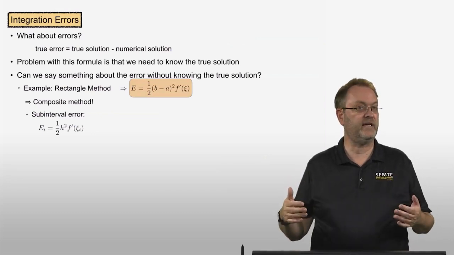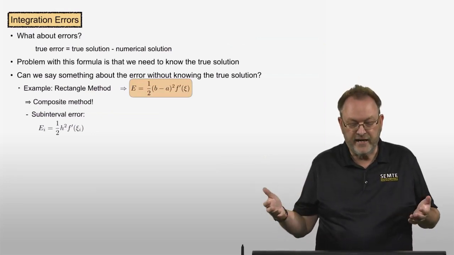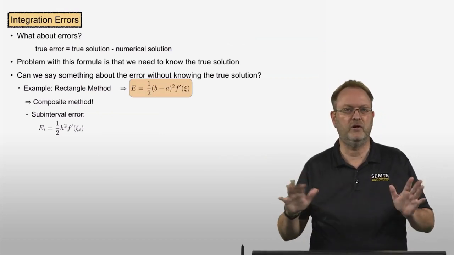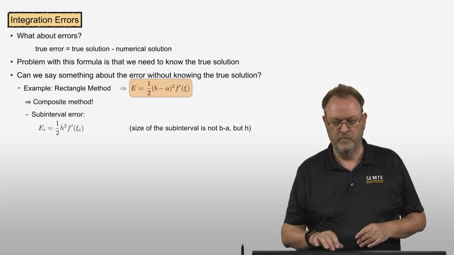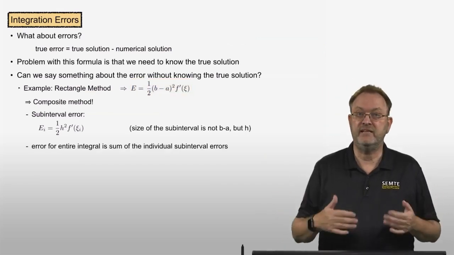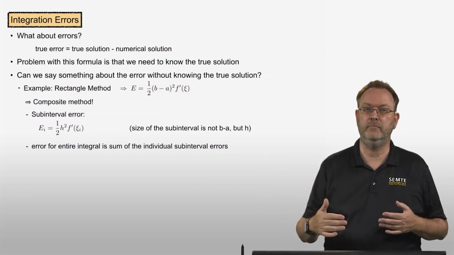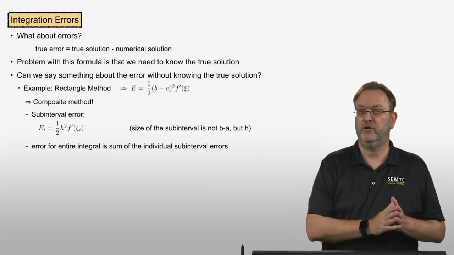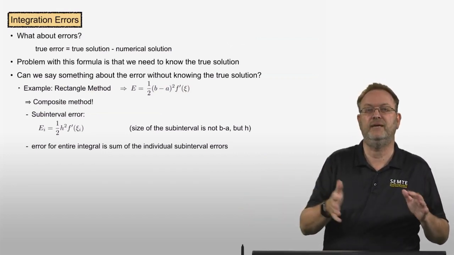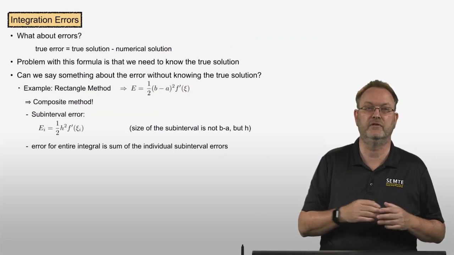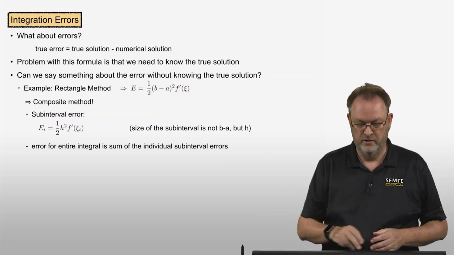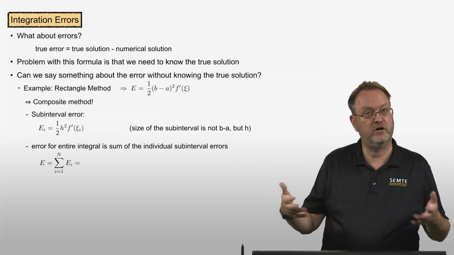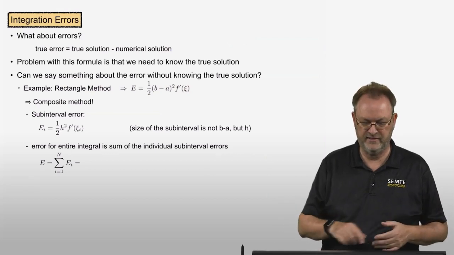So the error that I'm making per subinterval is a half h squared times f prime evaluated somewhere within the subinterval, so let me call that location psi I. Okay. Now, the error for the entire integral is the sum of the individual subinterval errors, because the integral over the entire interval from a to b is the sum of the individual subinterval integrals. So I have the sum over all subintervals, I equal to 1 to n of e sub I.